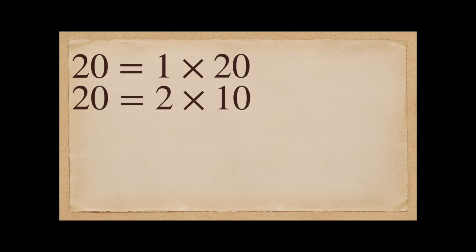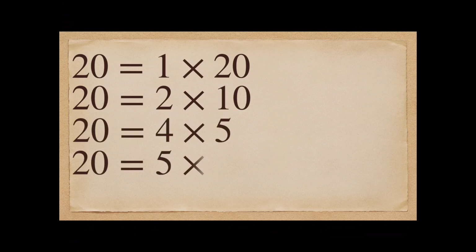20 is equal to 1 times 20. The next number after 1 is 2, so we are going to write 20 is equal to 2 times 10. After 2 is 3, but we cannot do the multiplication with 3 and get 20, so we will skip it. The next is 4. 20 is equal to 4 times 5. After 4 is 5. 5 times 4 is equal to 20, but it is the same as 4 times 5, and we don't need to write it for the second time. So we will stop the multiplication here.